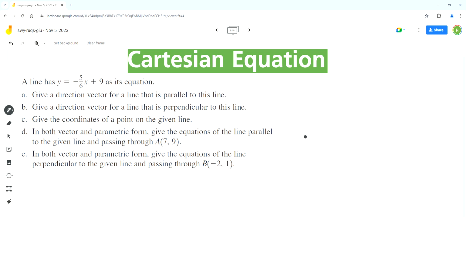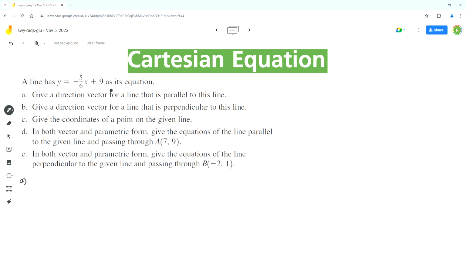So in this video, we'll solve this problem using the concept of equation of a line. As per the problem, a line has y equals minus 5 over 6x plus 9 as its equation. In part A, we have to give a direction vector for a line that is parallel to this line. So let's start with part A.